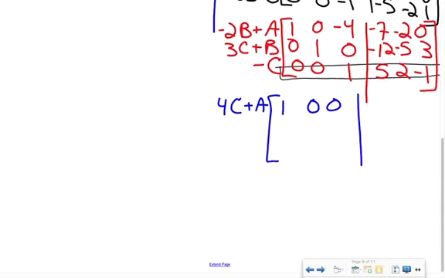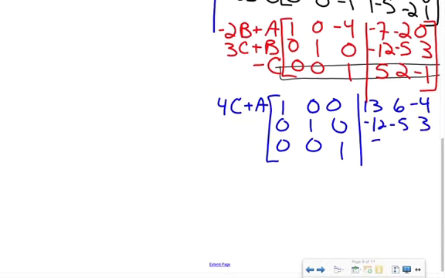4 times 5 is 20. 20 plus negative 7 is 13. 4 times 2 is 8. 8 plus negative 2 is 6. 4 times negative 1 is negative 4, plus 0 is negative 4. And then my other two rows are wonderful. 0, 1, 0, 0, 0, 1. Negative 12, negative 5, 3, 5, 2, negative 1.